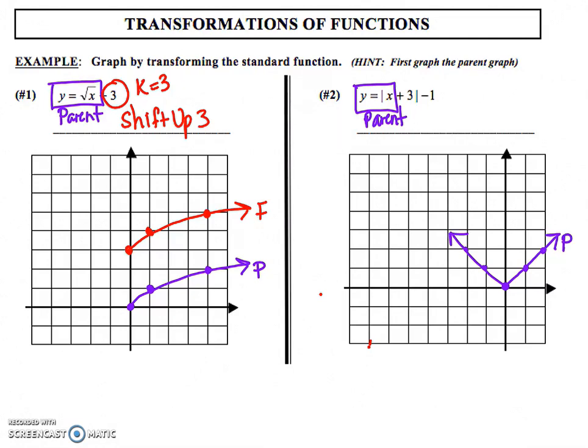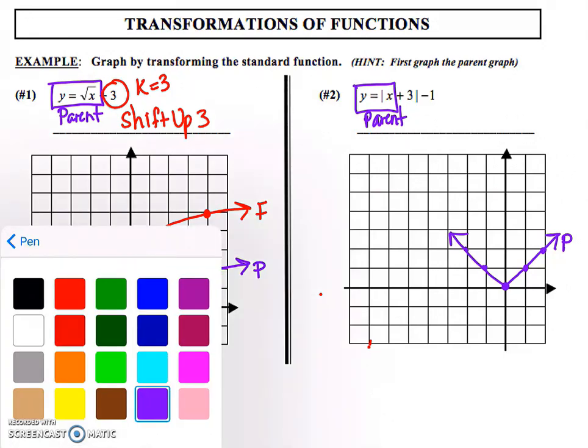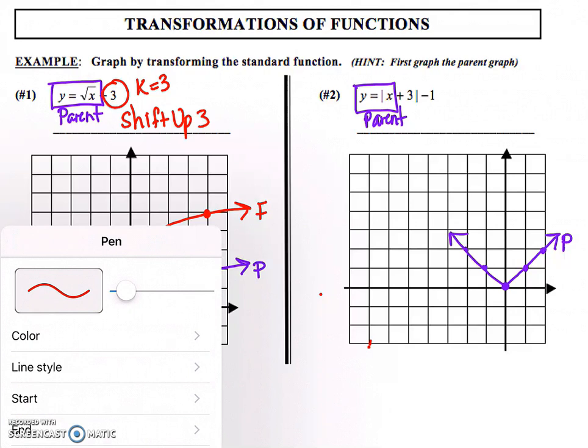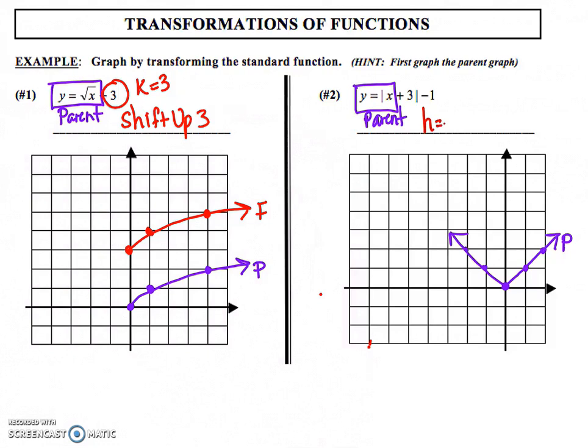Okay, so now I've got 2 transformations on this one. So it looks like on this one I am going to be doing a horizontal shift because I've got an h value of negative 3. Okay, so that tells me 3 to the left. Remember, it's always opposite of what you see. And then I've got a k value of negative 1, which means that I'm going to be moving down 1. So I'm just going to take each key point and move it 3 to the left and 1 down. Start with that vertex.